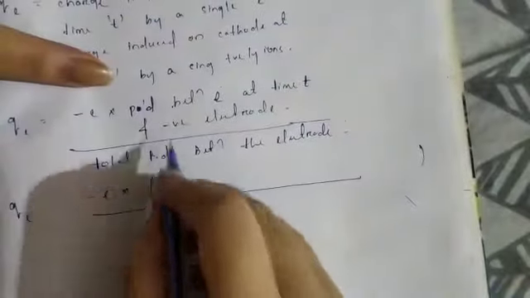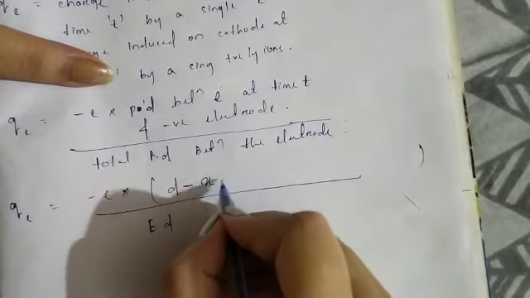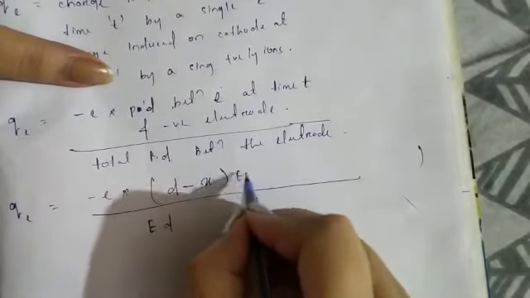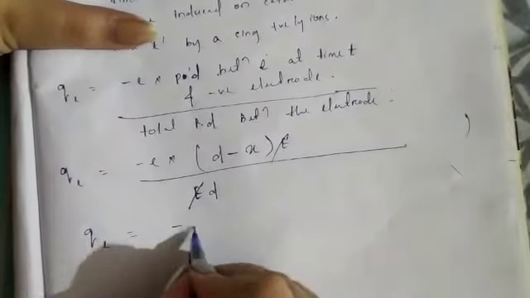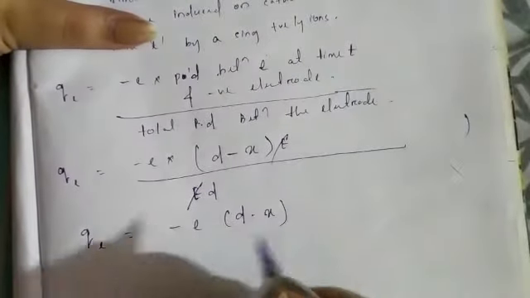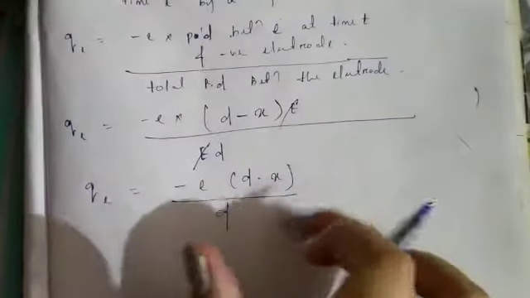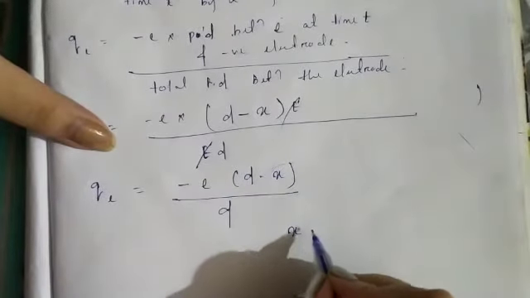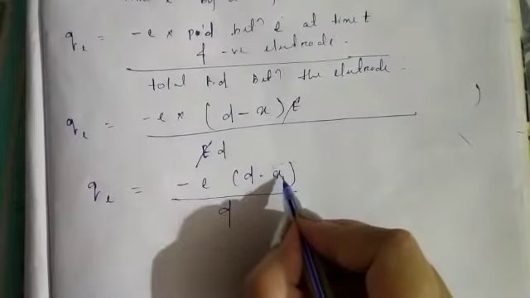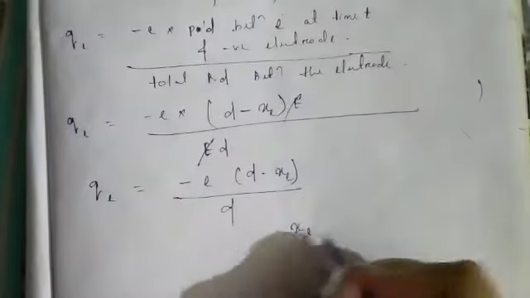Okay, so this potential should be d minus x into E. So E cancels out, and QE is equal to minus e times (d minus x) divided by d. And in this equation we can also calculate the value of x. So x, in the case of the electron, let it be xe.